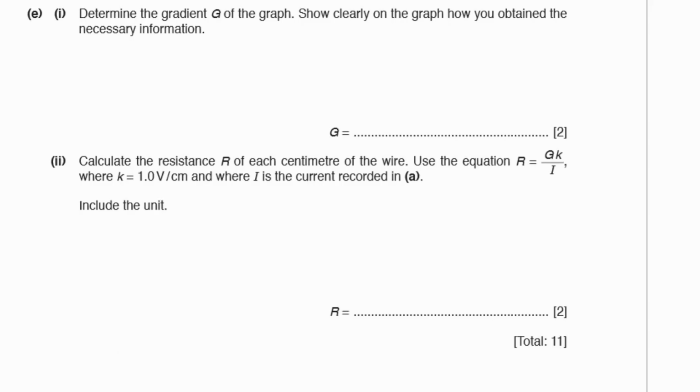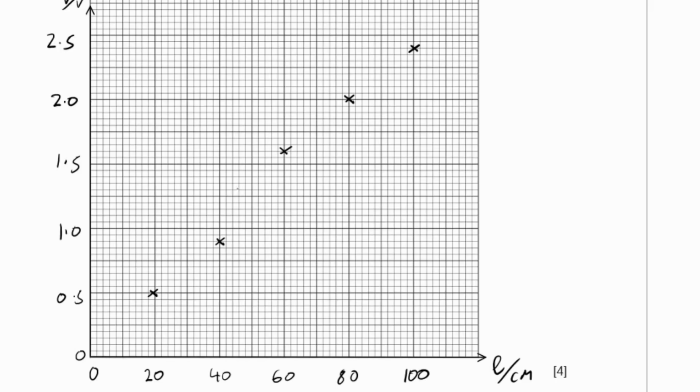E. Determine the gradient G of the graph. Show clearly on the graph how you obtained the necessary information. Right. Let's be clear about this. Whenever you're doing a gradient of a graph, what it means is draw a triangle. Very important. So if we come up here, we're going to determine the gradient of the graph. So to get the gradient, we're going to need to draw a straight line.